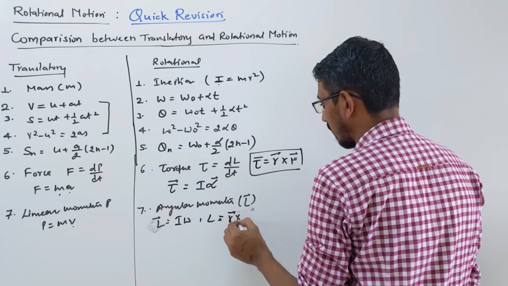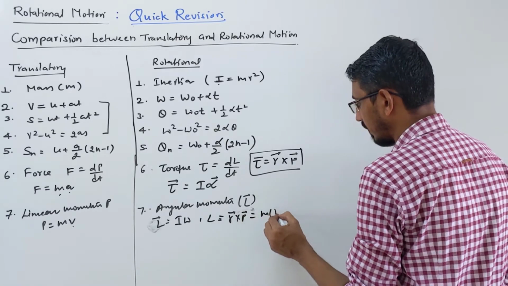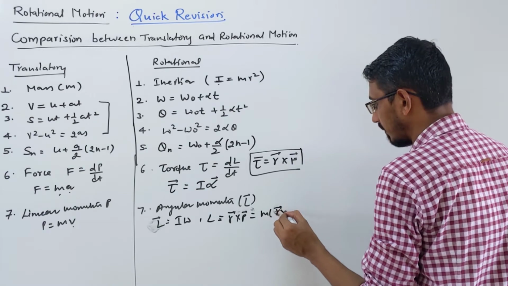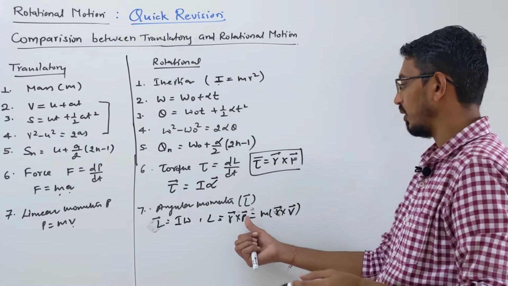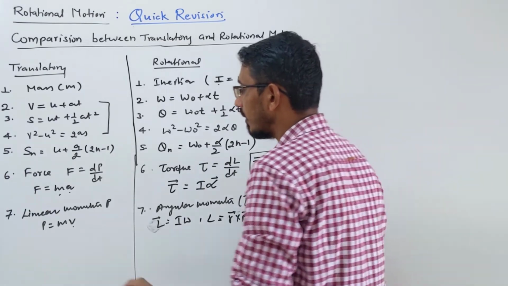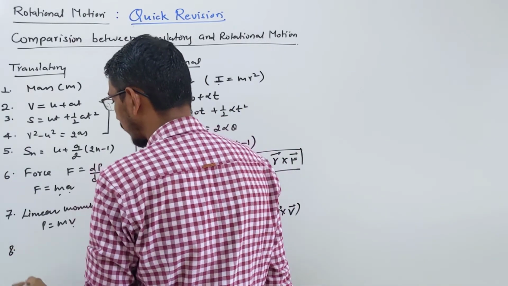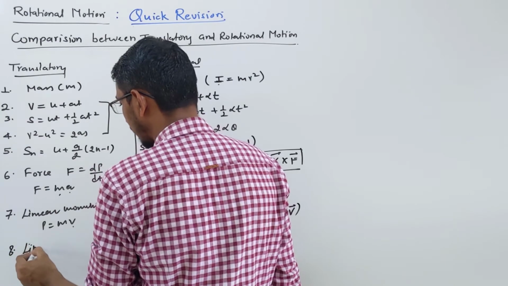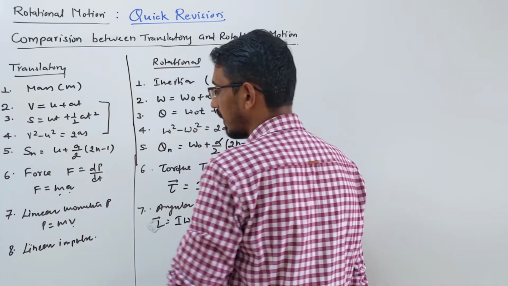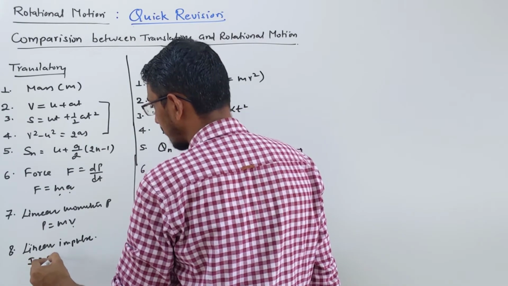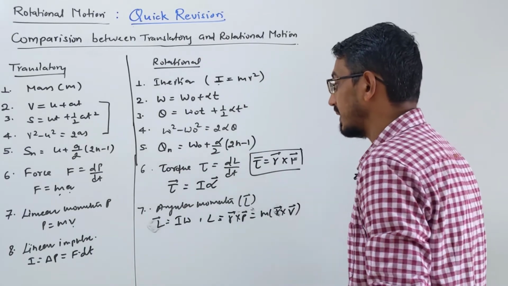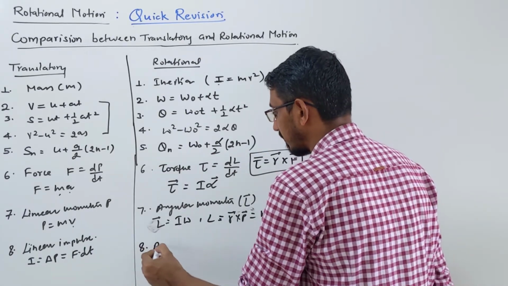You can write r cross p, or you can write m v, r cross v, like this. Also you can write p, putting simply mv. So angular momentum you can write like that, all this format. After that, angular momentum, you have learned impulse. Here it's called linear impulse, right? What is impulse? We wrote I symbol, it is simply change in momentum, or force into small time dt, correct? Exactly the same thing we'll call angular impulse.